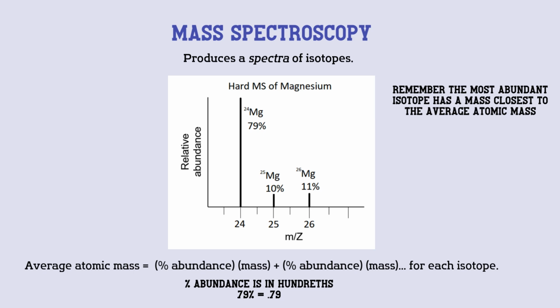To calculate the average atomic mass of magnesium in general, we just take the percent abundance, which would mean 0.79 and not 79%, and do 0.79 times this number right here, 24, plus 0.10 times 25 right here, plus 0.11 times 26 right here, and then that will give you the average atomic mass of magnesium. So there you have it.